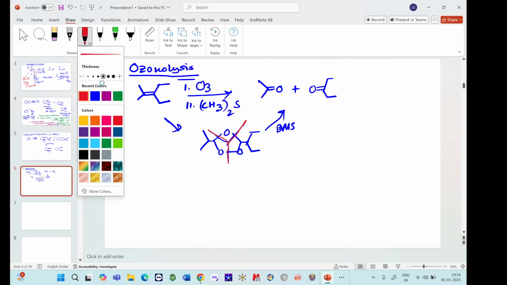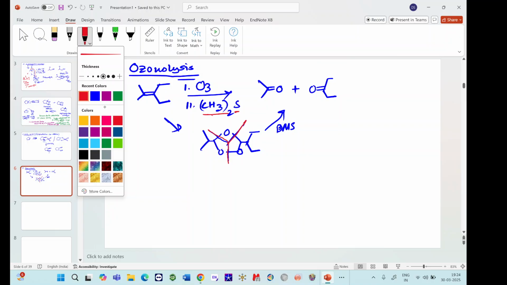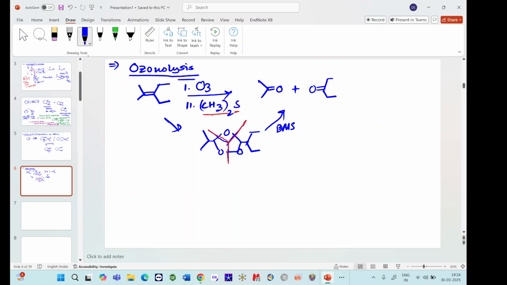So you can change this reactant in the second step to some other reactive reactant or some oxidizer. So suppose you have this one. Okay, now what you are doing, you are first reacting with O3 and in the second step you are adding one oxidizer, H2O2. What will happen in the first step? This is similar.